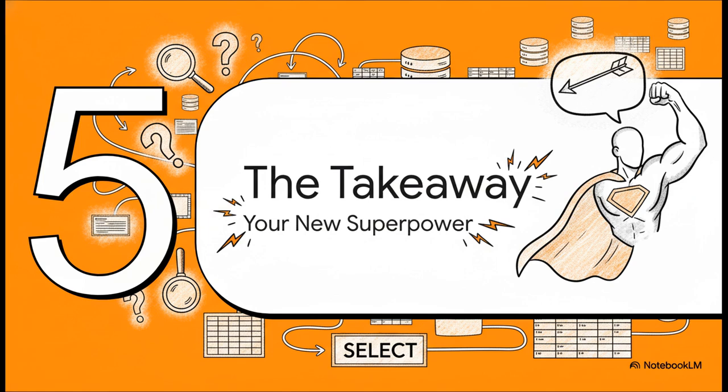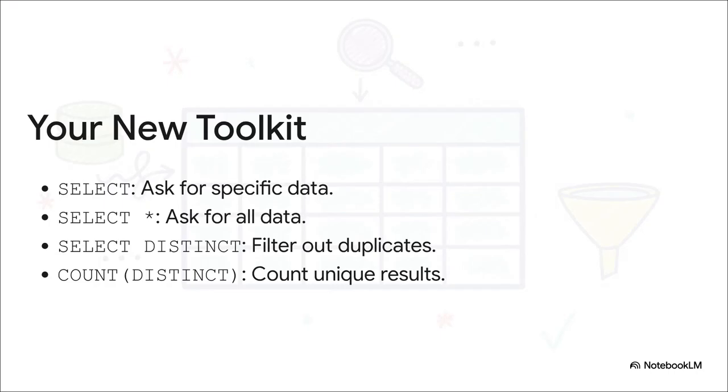All right, let's do a quick recap. In just the last few minutes, you've seriously learned the basics of a new superpower, and that is the ability to actually have a conversation with massive amounts of data and get really precise answers back. You now know how to ask for specific columns with Select. You've got that awesome Get Everything shortcut with the star. You know how to clean up your results and filter out duplicates using Select Distinct. And you can even get a final count with Count Distinct. These really are the fundamental building blocks for talking to pretty much any database out there.